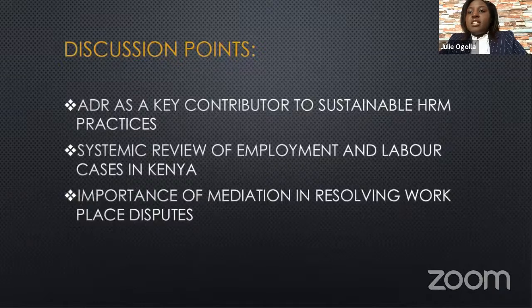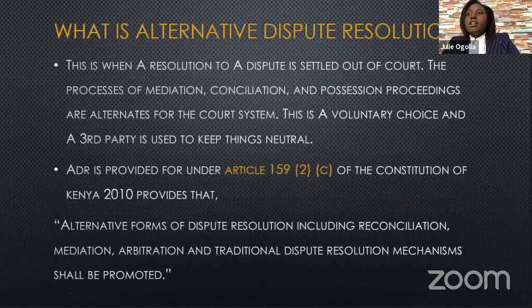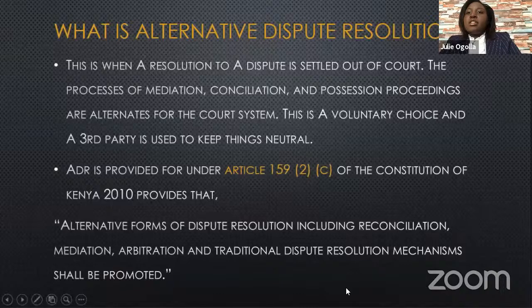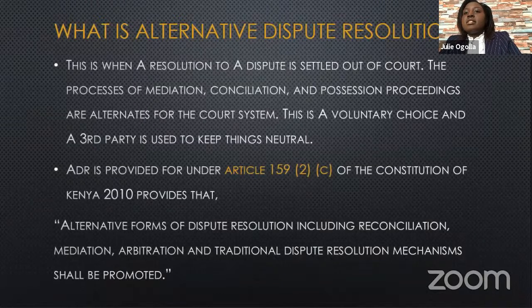So Jane, you can move to the next slide. So the first thing of importance is to try and understand what is alternative dispute resolution. I know everyone has an idea of what alternative dispute resolution is, but it's basically settling disputes out of court. And I think in the past, we used to see how traditional elders used to settle disputes in small gatherings. That is a form of dispute resolution. So any dispute that is settled out of court is termed as alternative dispute resolution.